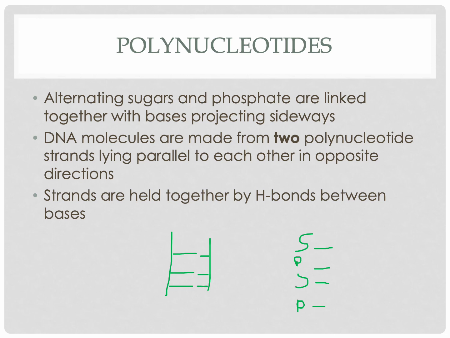That produces the double helix. The DNA molecules are made from two polynucleotide strands lying parallel to each other in opposite directions. So this would represent one. This would represent the second one. You would have another set on this side. The strands again are held together by hydrogen bonds, meaning our nitrogen bases are held by hydrogen bonds.